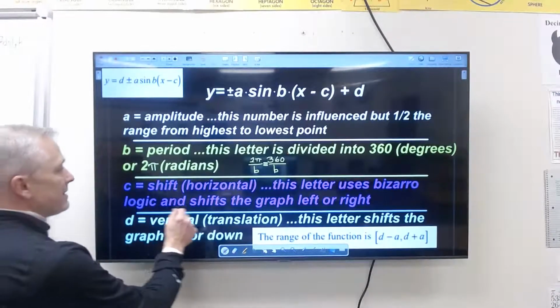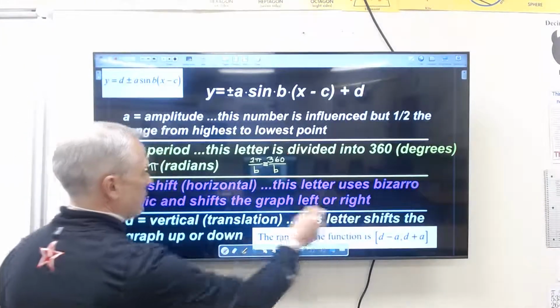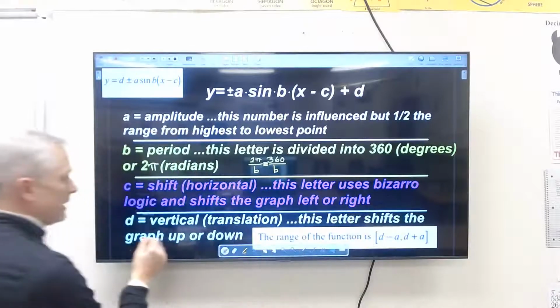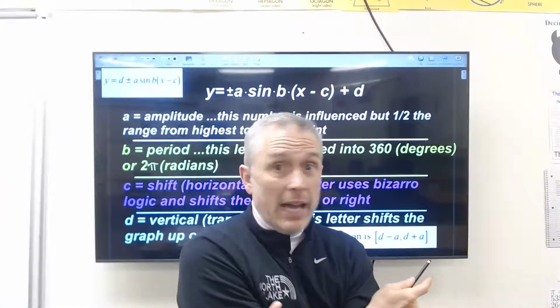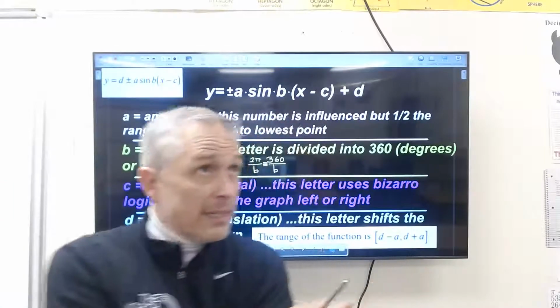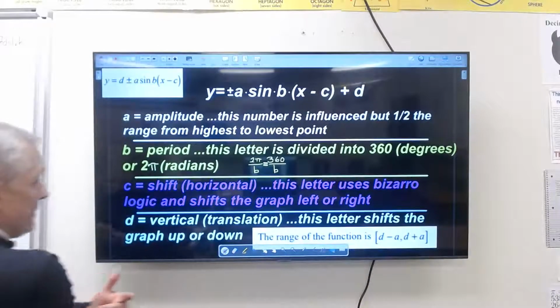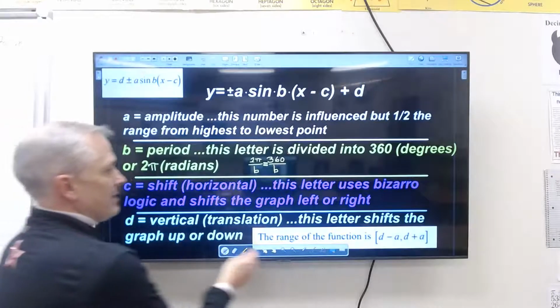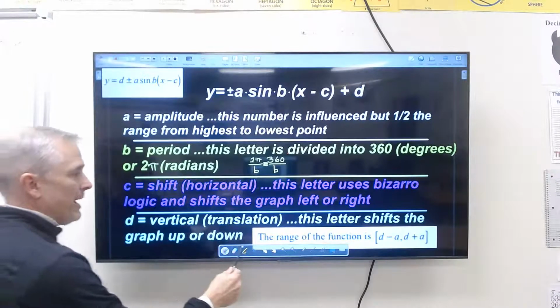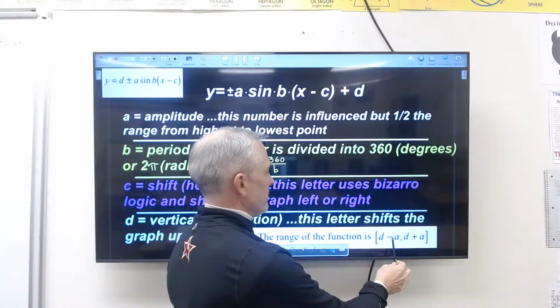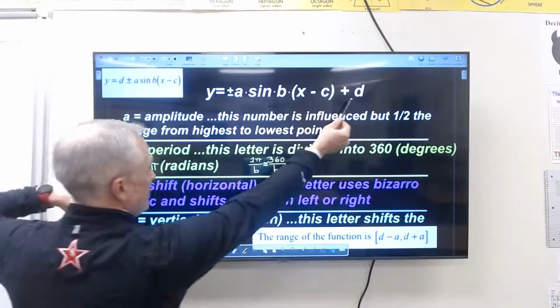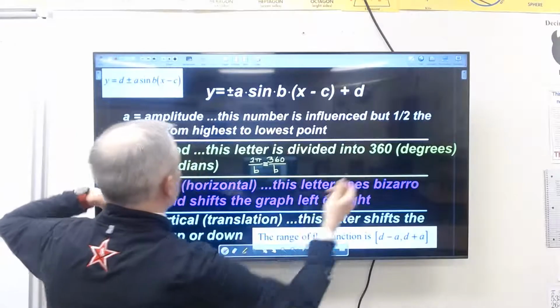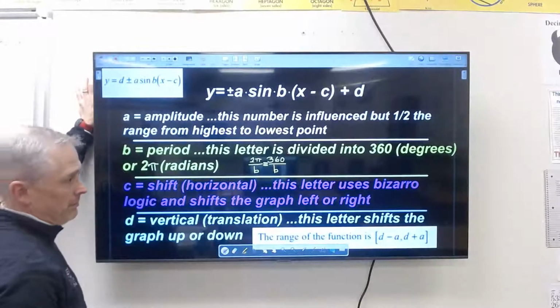The C is the horizontal shift, left or right. This uses the Bizarro logic and shifts graphs to the left or right, but opposite of what you'd think. Left is positive and right is negative. And then the vertical translation, this letter just shifts the whole graph up or down. For the range of the function, you take whatever D is and you subtract the amplitude.